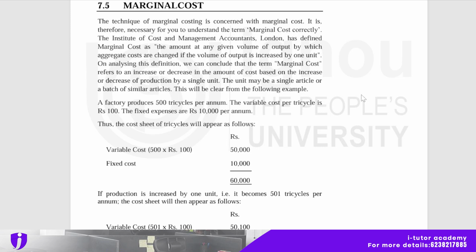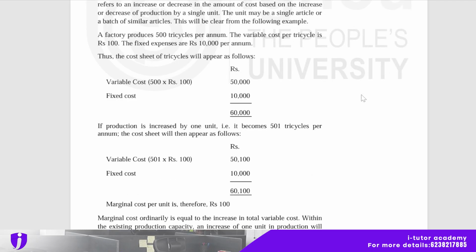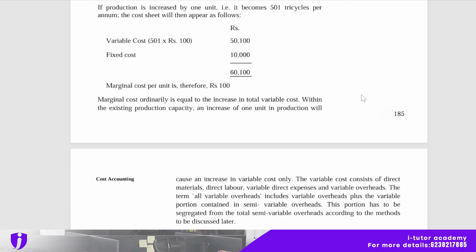On analyzing this definition, we can conclude that the term marginal cost refers to an increase or decrease in the amount of cost based on the increase or decrease of production by a single unit. The unit may be a single article or a batch of similar articles. This will be clear from the following example. You just go through this example from your IGNOU study material MMPC 004.